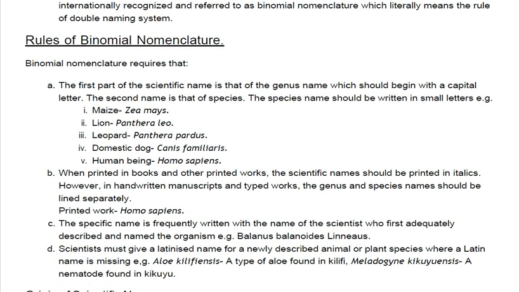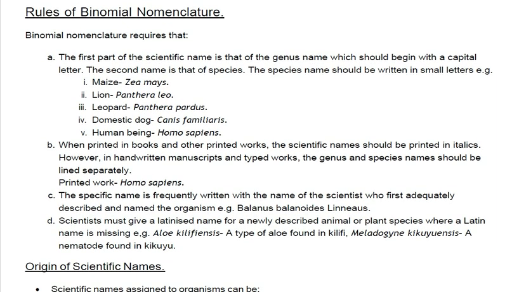Rules of binomial nomenclature. Binomial nomenclature requires that A. The first part of the scientific name is that of the genus name, which should begin with a capital letter. The second name is that of species. The species name should be written in small letters, for example, 1. Maize, Zea mays. 2. Lion, Panthera leo. 3. Leopard, Panthera pardus. 4. Domestic dog, Canis familiaris. 5. Human being, Homo sapiens.